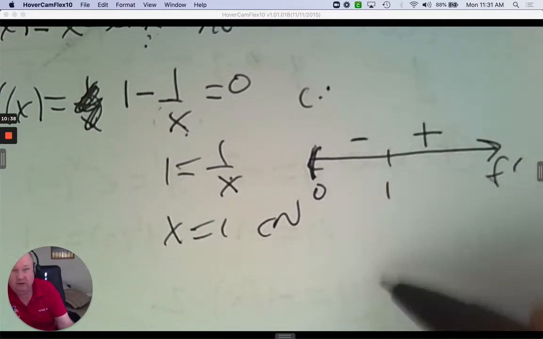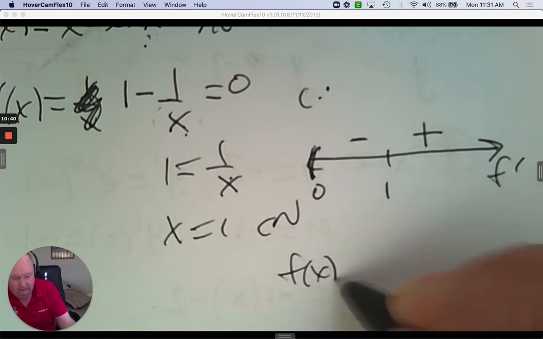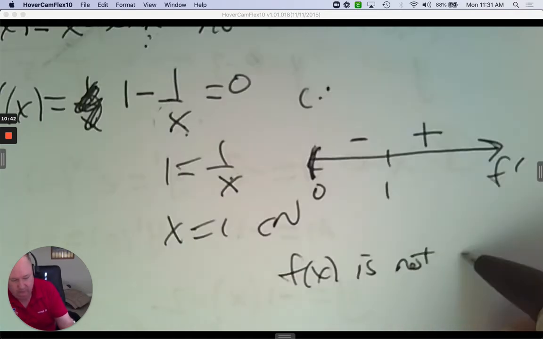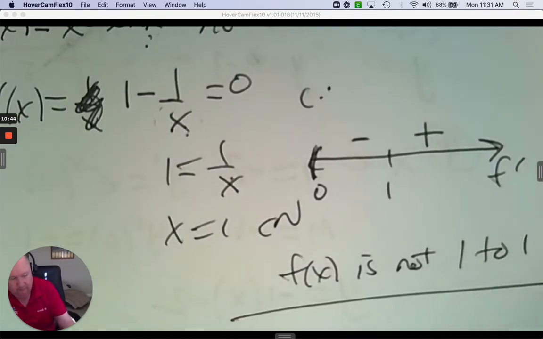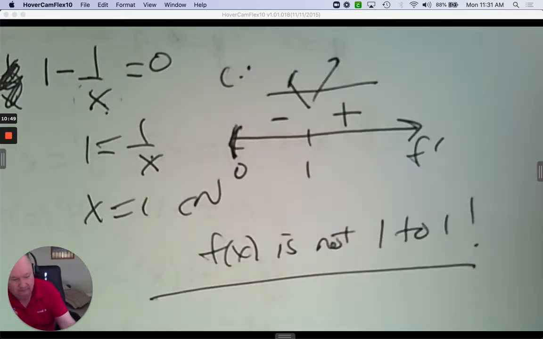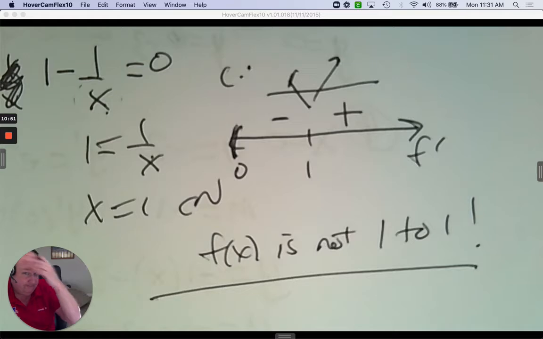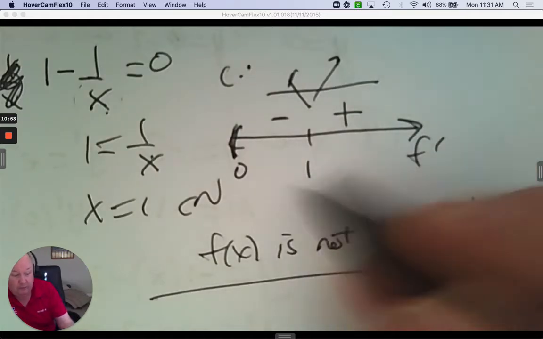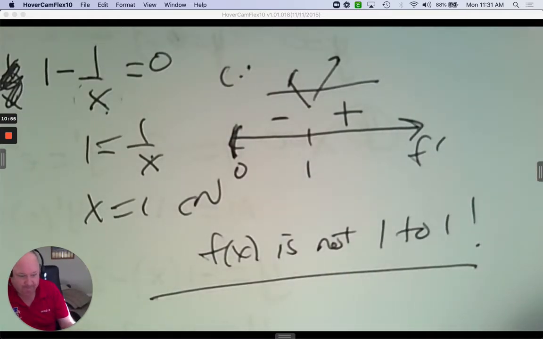And you can see that f at x is not 1-to-1, right? Because it decreases and then increases. It fails the horizontal line test, because there's a turning point at x equals 1. All right, number 7.